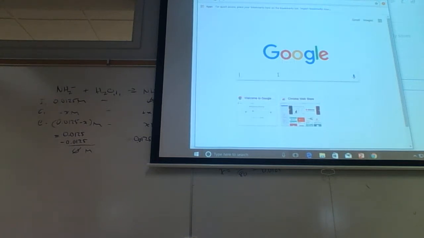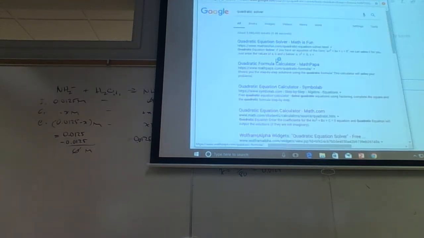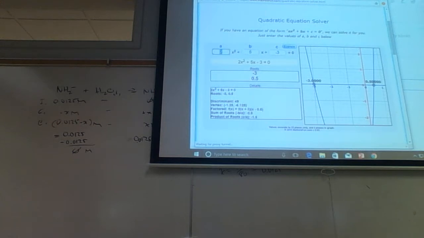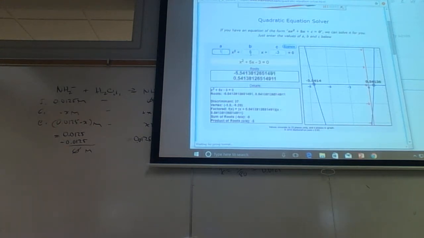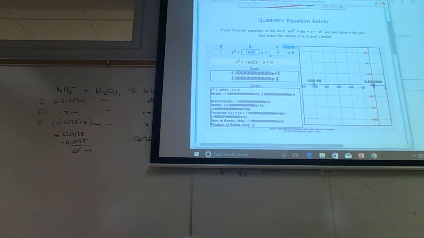All right, I've given up on that one. I thought it was going to work, but there are plenty of others online. So let's just go to the Math Is Fun quadratic solver. You've got 1 times 10 to the 20th, 0.0, so 125.